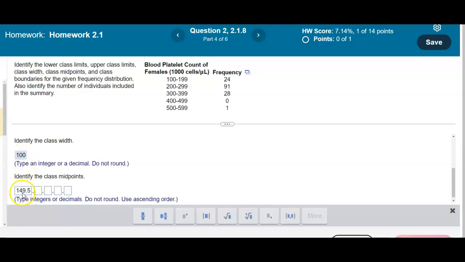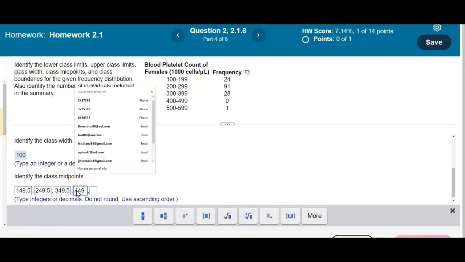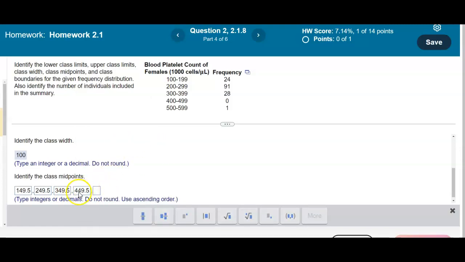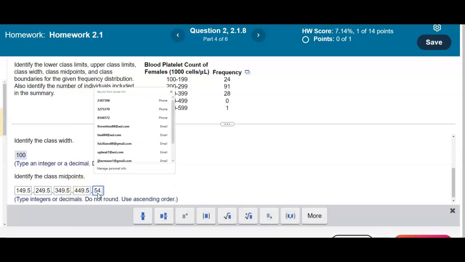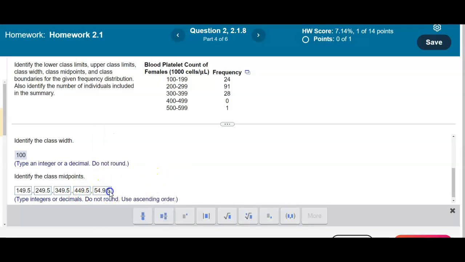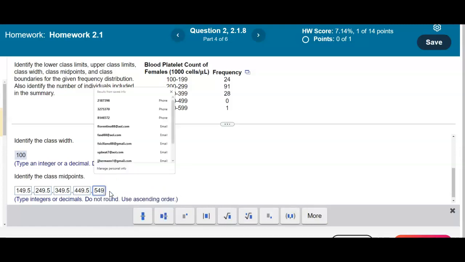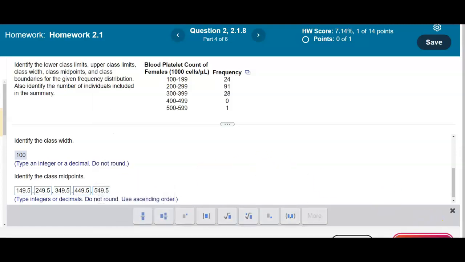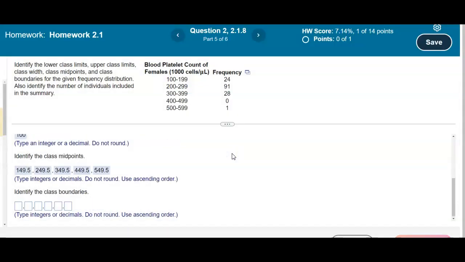So adding 100 to 149.5 is going to give us 249.5. Adding 100 to 249.5 gives us 349.5. Adding 100 to 349.5 gives us 449.5. And adding 100 to 449.5 is going to give us 549.5. See that? 549.5. Now let's check our result. And there's our answer.